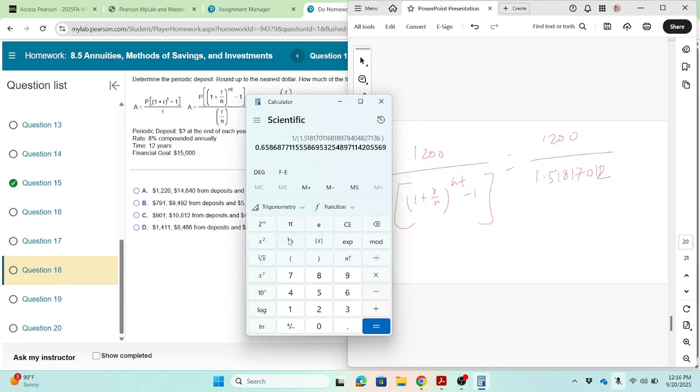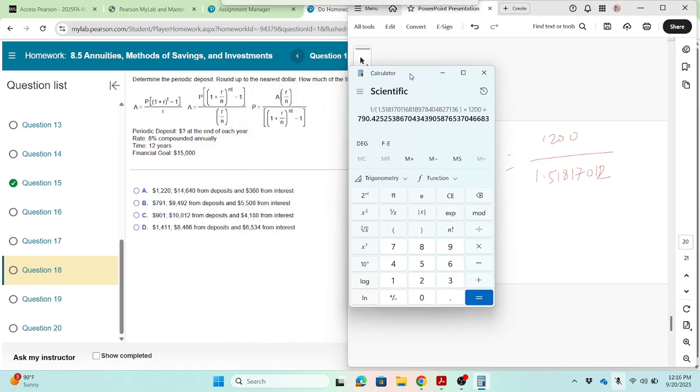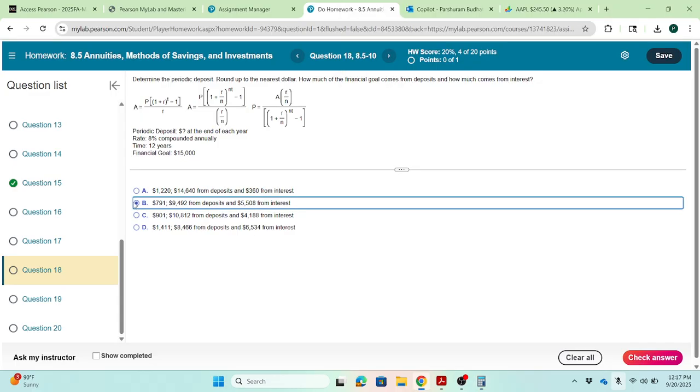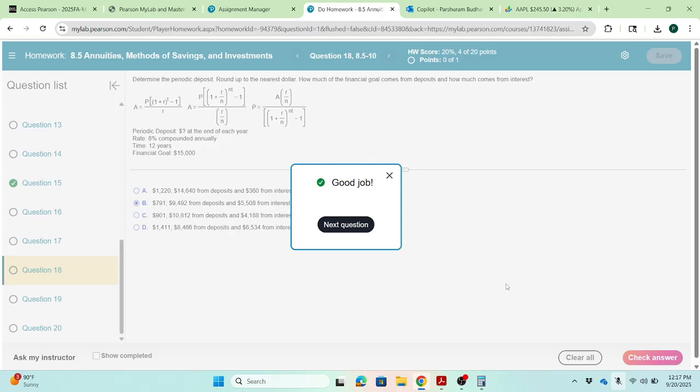That can also be done by this times 1,200. I did 1 over x, which means the number I got, I put it on the denominator. So this is the value you are going to get. Every single year you have to deposit $792.43. If it's rounding, then it's $791 at least, because if you deposit 790 only, then you are not going to achieve 15,000. More than 15,000 is fine. So $791 per year.